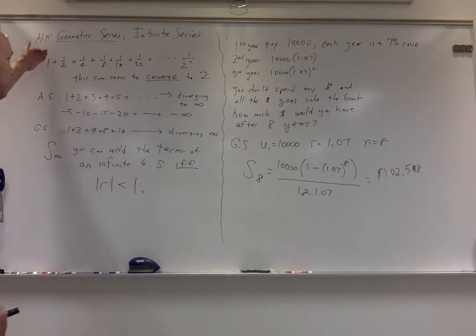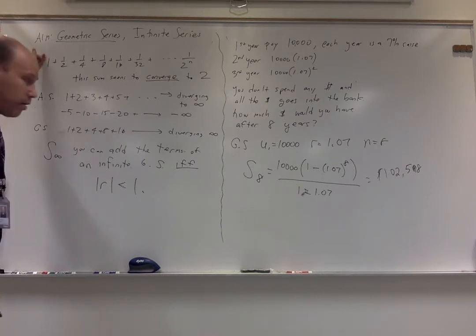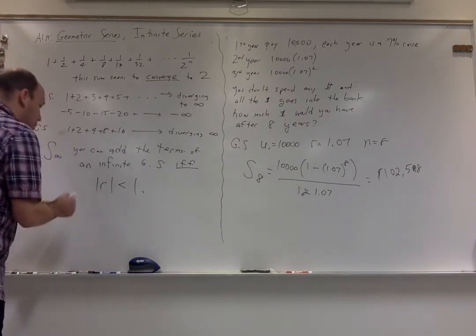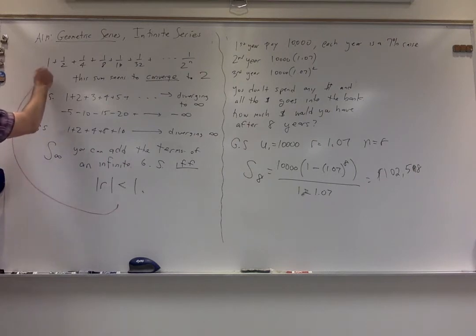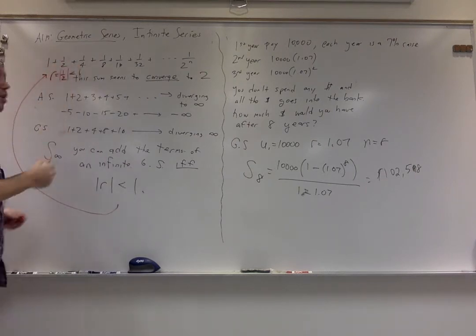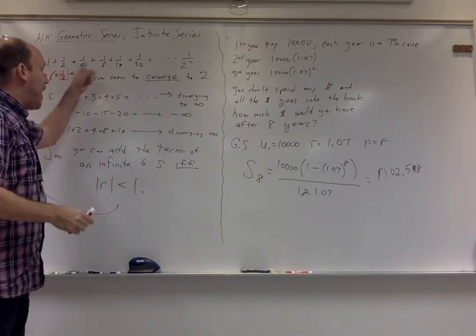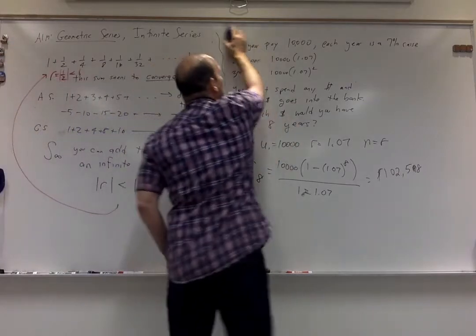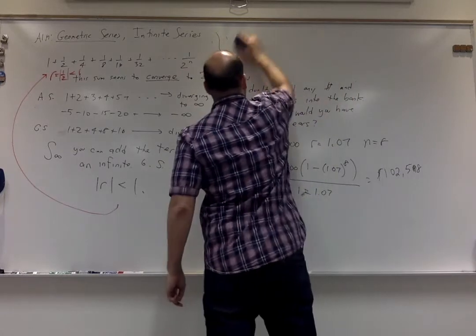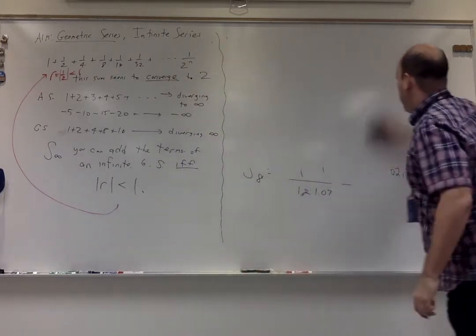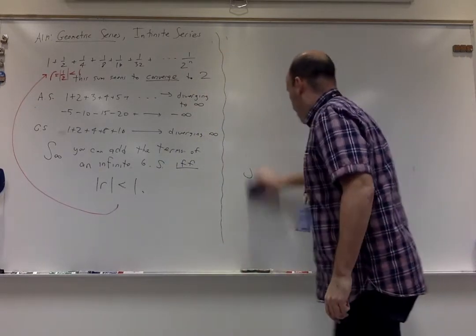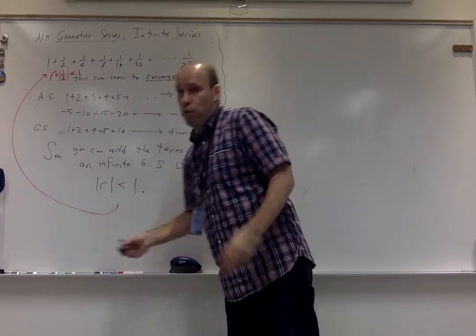So let's go back to our original, this one. We can see here that the common ratio is a half whose absolute value is less than 1. So we can actually add. It turns out, this is kind of cool, you'll like this. The formula, we're not going to derive it. You can derive it if you want to, I'm not.